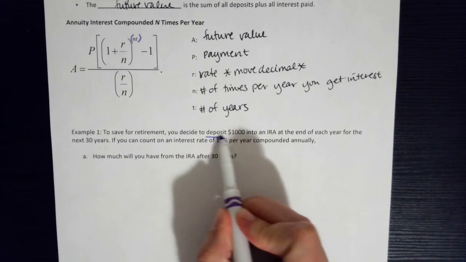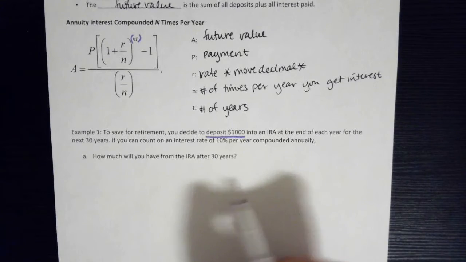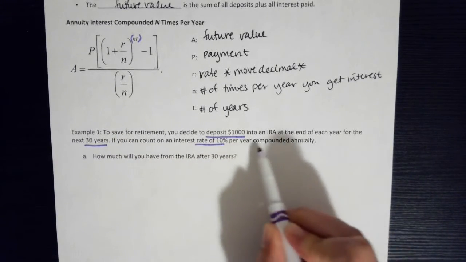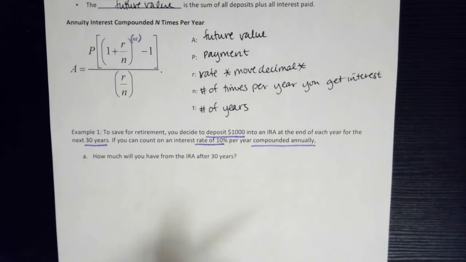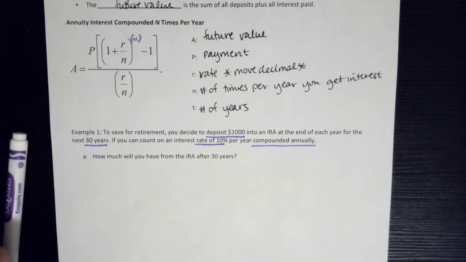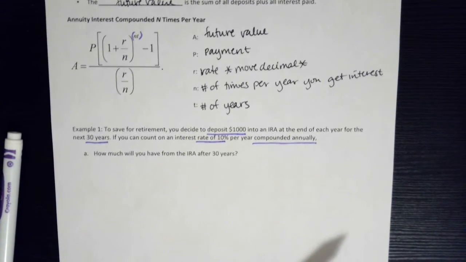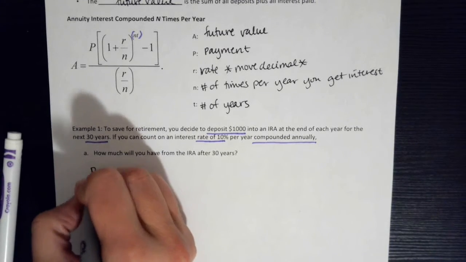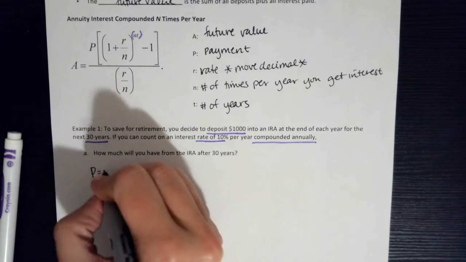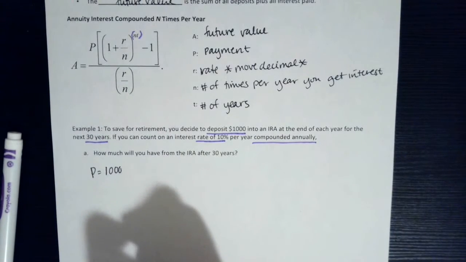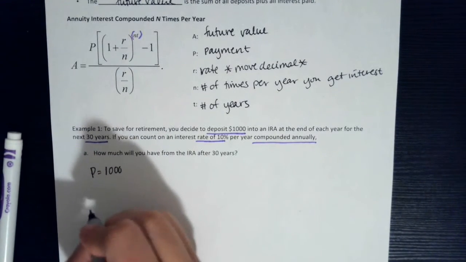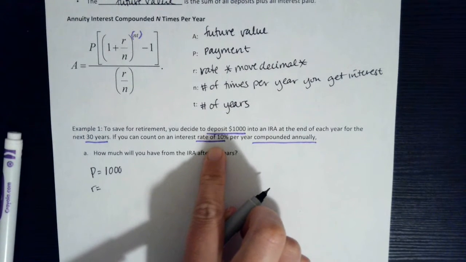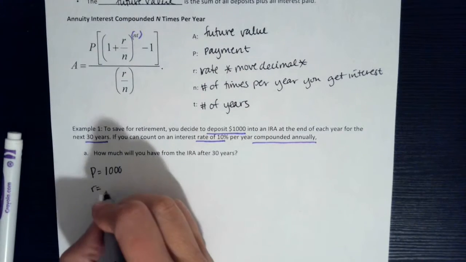So I'm going to deposit $1,000 at the end of each year for the next 30 years. My interest rate is 10%, and I'm going to compound annually. Annually is not really a number, but it's going to tell us a letter for our formula. So now let's go through and write out all of our letters right here. P, remember, stands for payment, and that is $1,000. That's how much I'm putting in the account every year. What's next? R is interest rate. It says 10%, and remember, we need to move our decimal 2 to the left, so I'm going to put 0.10.